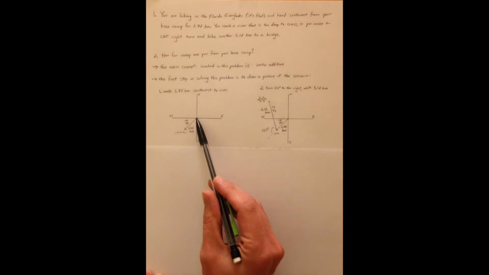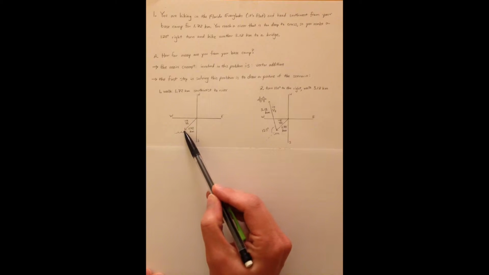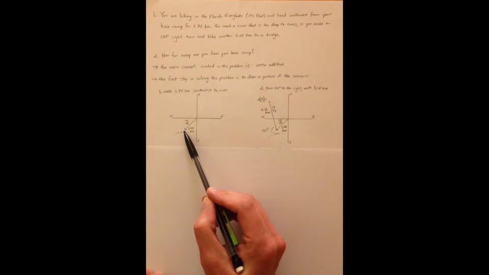The main concept involved in this problem is vector addition. The first step to solve this problem is to draw a picture of what's going on. You start at your base camp and you walk 1.72 kilometers southwest.